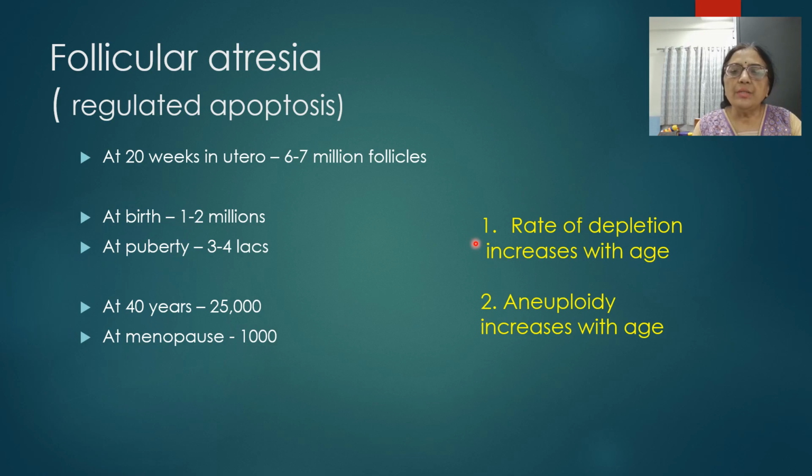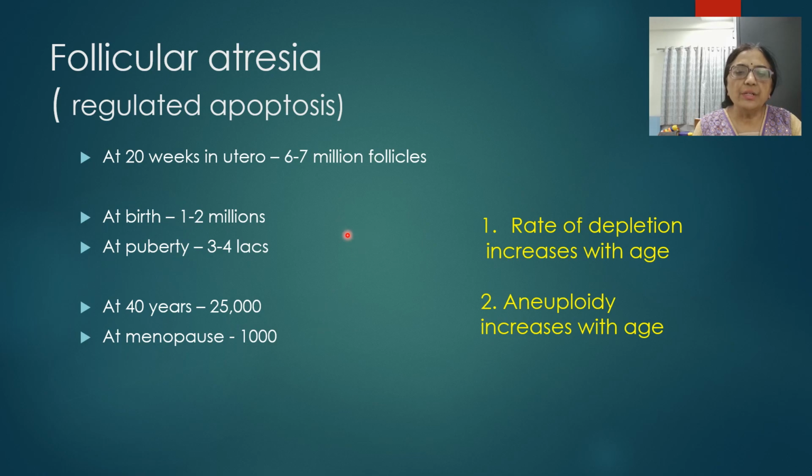Now, what is interesting to understand is that the rate of depletion increases with age. That means the process of this regulated apoptosis becomes more and more intense as the age advances. The second important point is that not only is the number of follicles reducing, but abnormal oocytes are also developing more frequently, so that aneuploidy increases with age, especially trisomy, monosomy. All these aneuploidies are more commonly seen with advancing age when there is a reduction in the number of follicles.